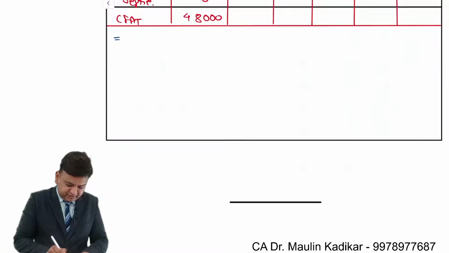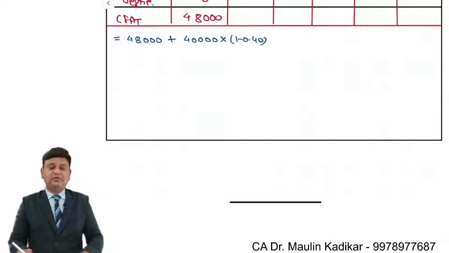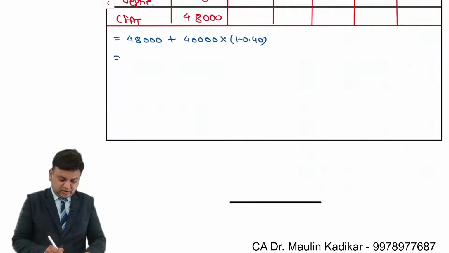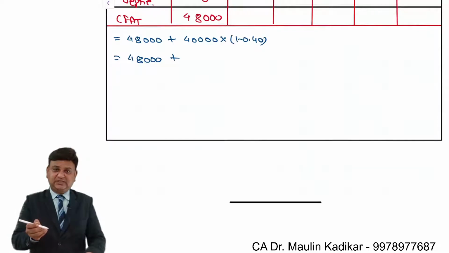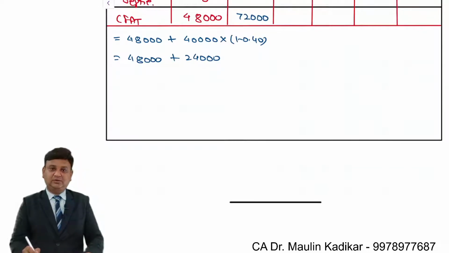So we understand like this. The present CFAT 48,000 plus 40,000 into 1 minus 0.40. Because whenever there is an increase in the contribution, your income tax liability will also increase proportionately. So it is 40,000 into 0.6, that comes to 24,000. So the CFAT would be 72,000.